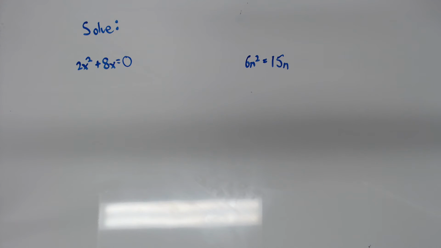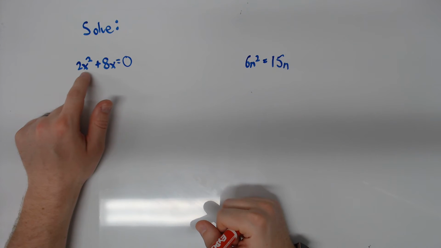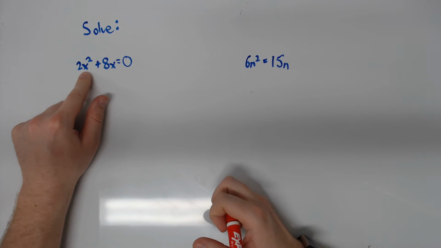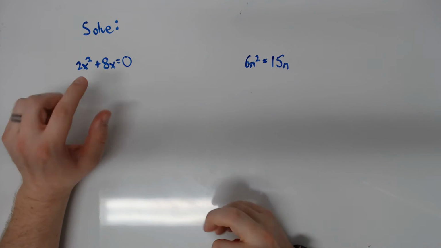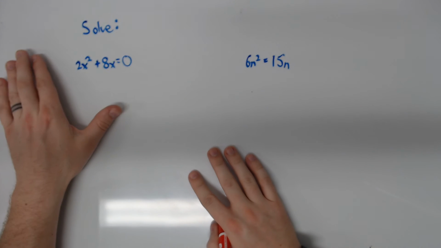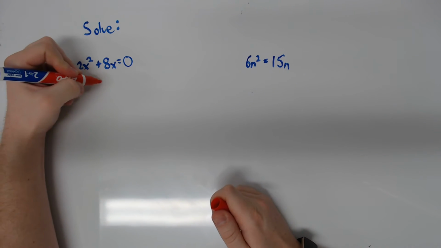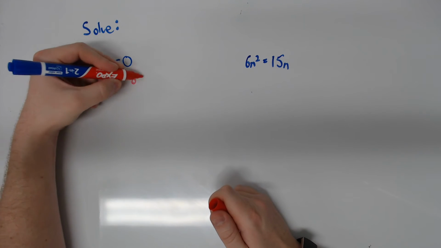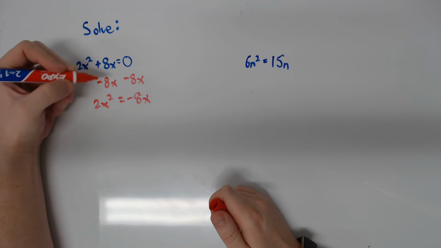Now we've got 2 things here to solve. When you see an x squared, you want to use a slightly different strategy than our normal equation solving techniques. I'm going to show you something incorrect that will get us half of the possible answers. Minus 8x, 2x squared equals negative 8x.